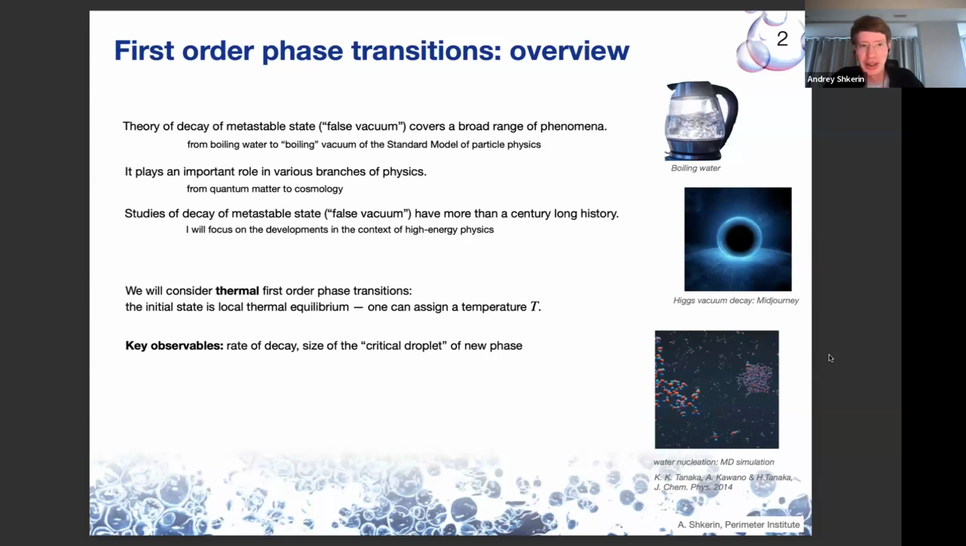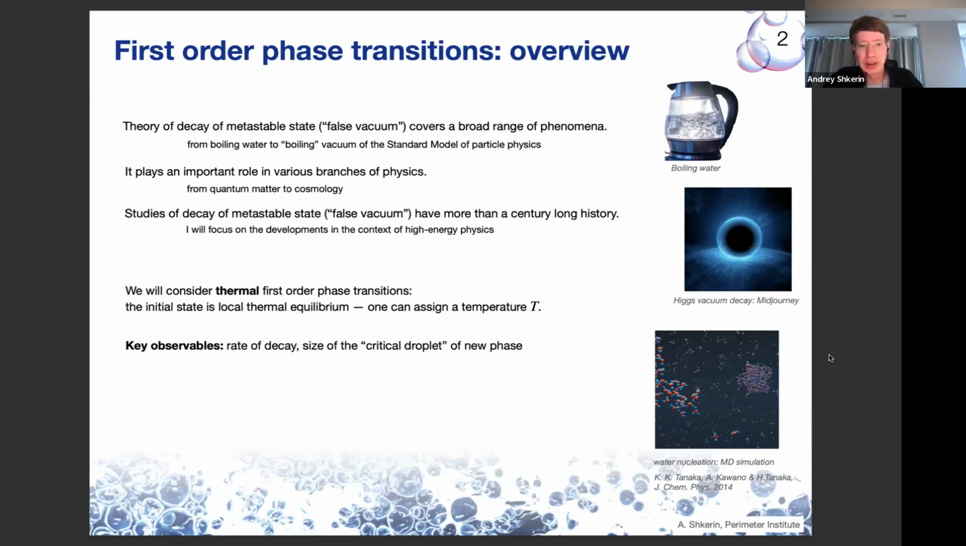So vacuum decay, essentially, is a first order phase transition. Let me remind you briefly why it is so interesting and important to study first order phase transitions. The theory of decay of a metastable state of false vacuum covers a broad range of phenomena in different branches of physics. So it describes phenomena such as boiling water or boiling vacuum of the standard model of particle physics. And it plays an important role in various branches of physics, from quantum matter, condensed matter, to particle physics and cosmology. Naturally, studies of decay of metastable states have a very long, more than century-long history. And only a small part of it actually belongs to high energy physics, but that is the part that I will mostly focus on.